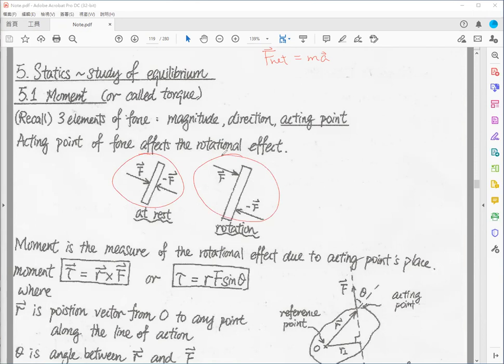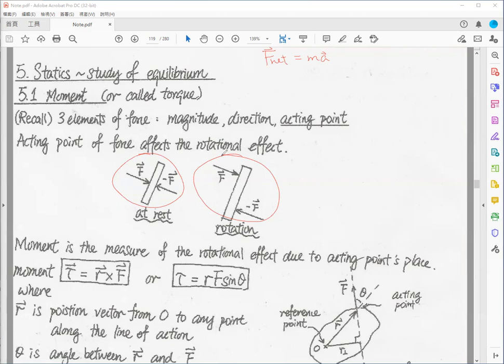In both of the cases, the net force is zero because there are two equal but opposite forces acting on the object. So that means the net force is zero. But obviously, the one on the right hand side will rotate, but the one on the left hand side does not rotate.